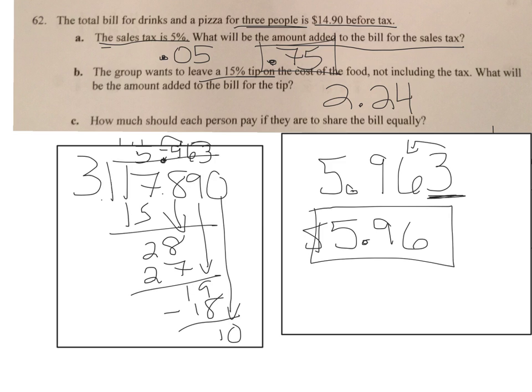So 2 people are going to pay $5.96 and 1 person's going to have to pay $5.97 to cover the entire cost. I know this was a long problem. I hope you understand. If you have any questions, let me know. I'll be more than happy to explain it again.